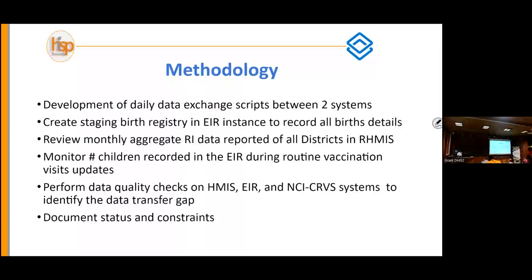As I said, as part of the methodology, we developed a script that, on a daily basis, pushes data from the CRVS and creates a staging birth registry in our DHIS system. It also retrieves monthly aggregate vaccination data from the routine immunization services, monitors on a monthly basis children recorded in our digital immunization registry, and then performs some quality checks and documents them, to see how our interoperability layer is performing and doing the job.